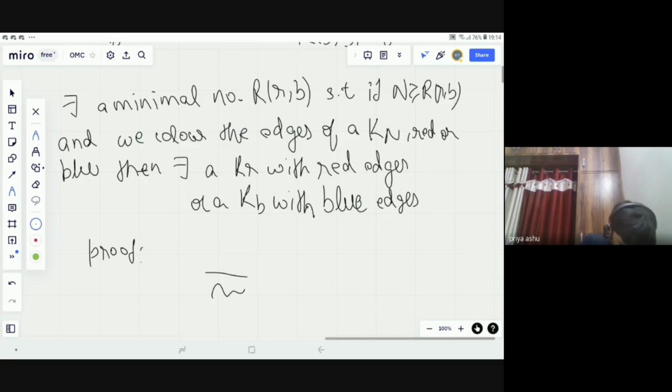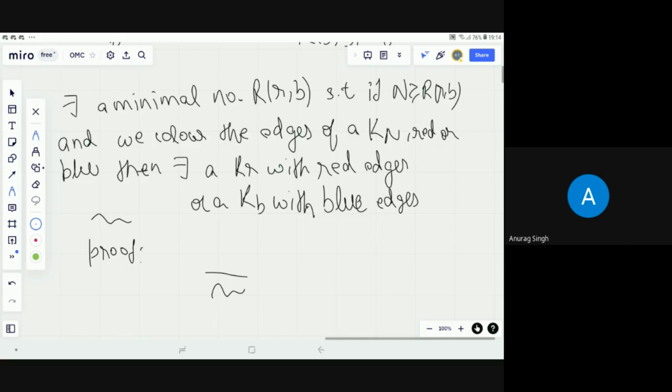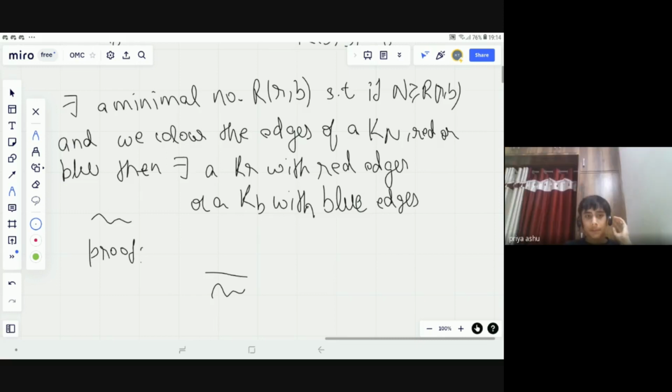This is not working. Also, we are going to prove its existence. Sorry. So we are going to prove that R of r comma b exists. This is not working. Oh my god. Why? Oh my god.